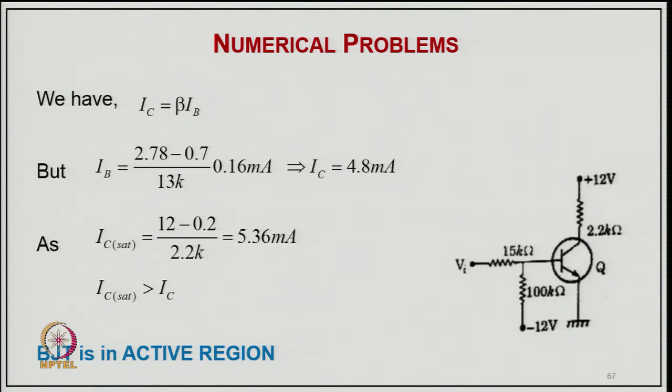So, we have IC equal to beta IB. So, IB will be 2.78 minus 0.7 divided by 13 K, that is 0.16 milliampere. So, IC will be 4.8 milliampere, and IC saturation will be 12 minus 0.2 divided by 2.2, that is 5.36 milliampere, and IC saturation is greater than IC. So, the BJT is in the active region, because IC is much lower than the saturation value, which means the transistor is in the active region.